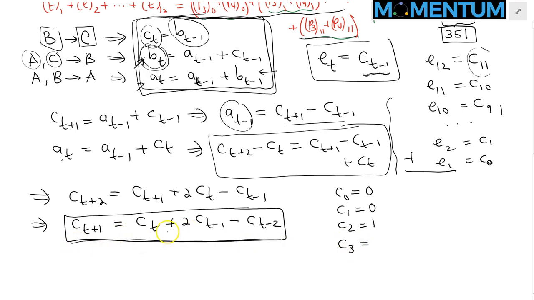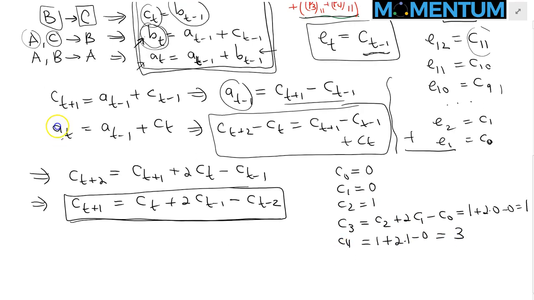So let's go ahead and implement it. C3, I'll just write it once and then you can take care of the rest on your own. C2 was just 1 plus 2 times 0 minus 0, which is just 1. And now I have an idea. So C4 is just the previous guy, which is 1, plus 2 times the one before that, which is 1, minus the one before that. So that's a 3, and so on.